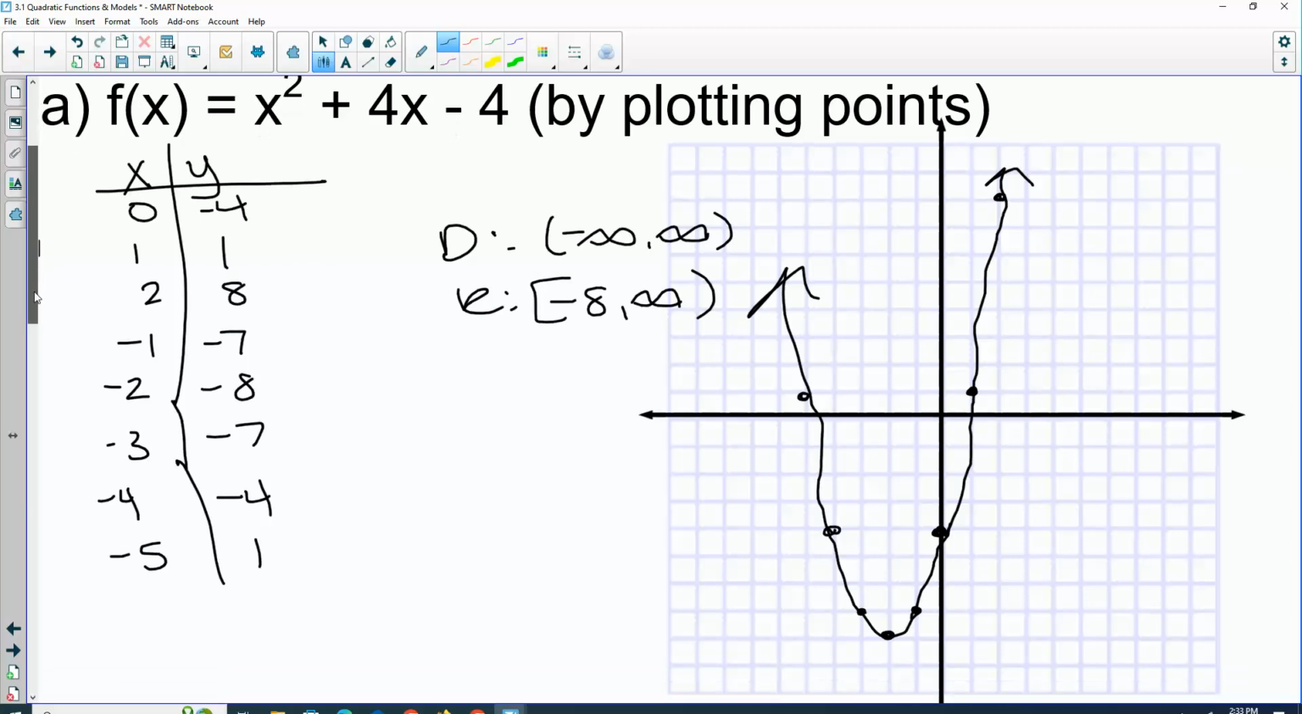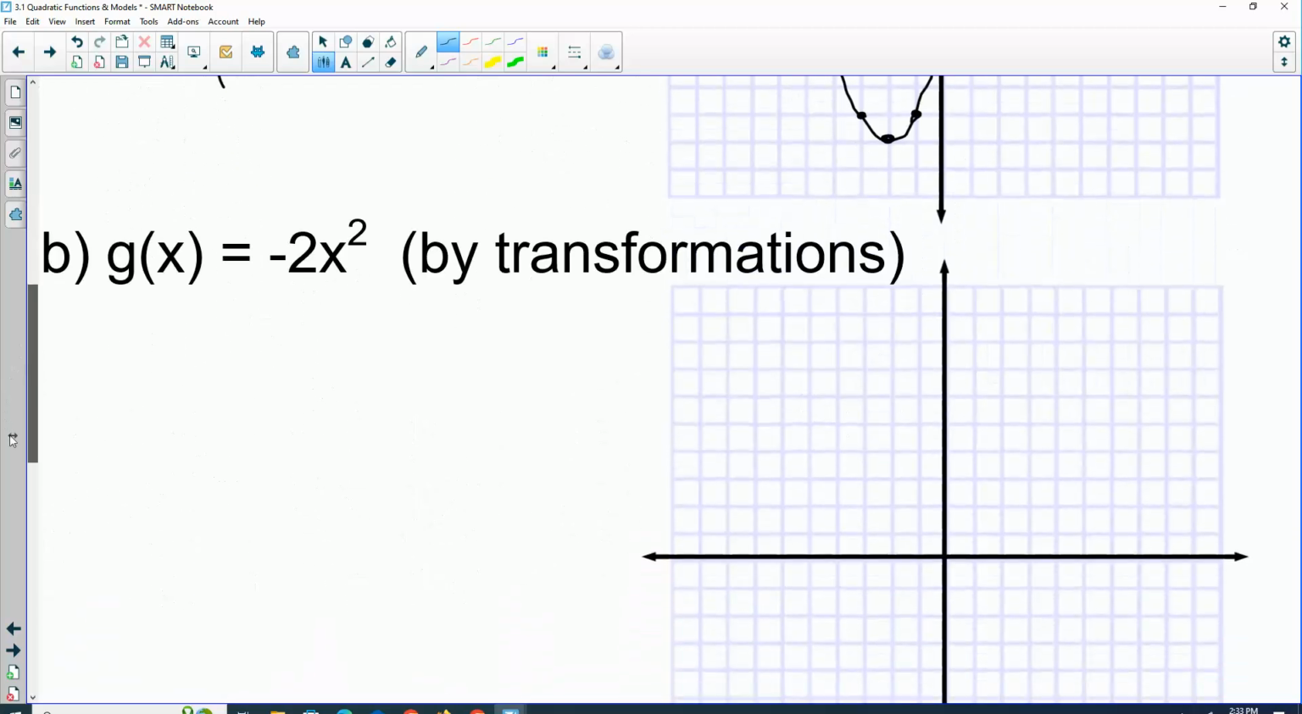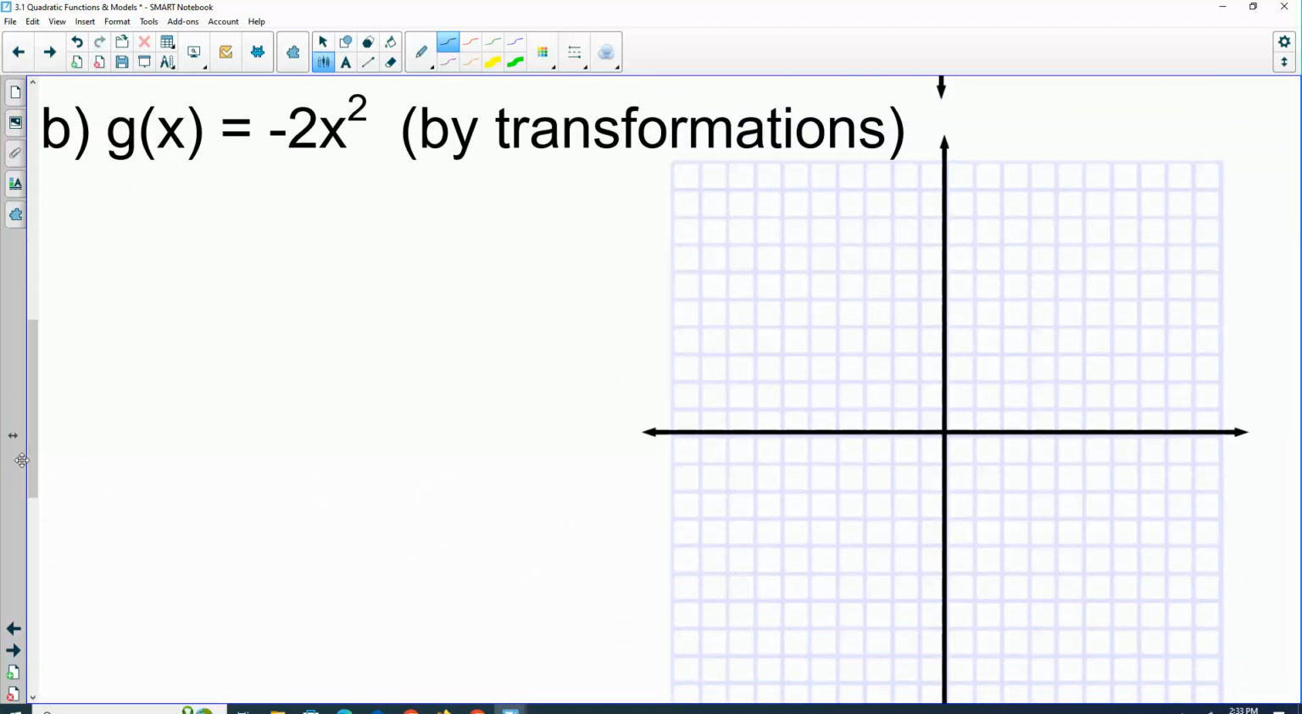Okay, so we don't like that strategy. If it's written in vertex form, we can do transformations. We know our parent function, right? We've done that before. 0 squared is 0, 1 squared is 1, 2 squared is 4, negative 1 squared is 1, negative 2 squared is 4. You can do more if you want. If you're doing transformations, your parent function is y equals x squared.